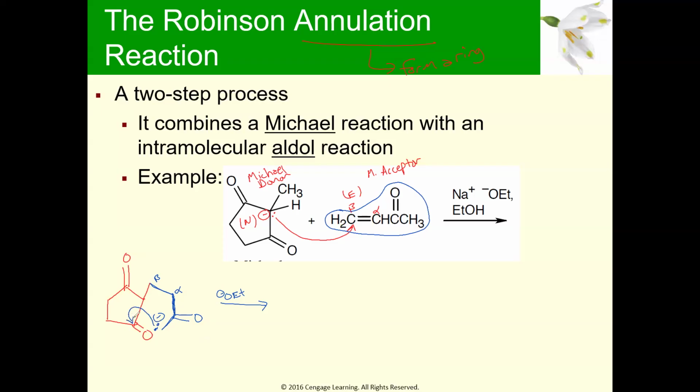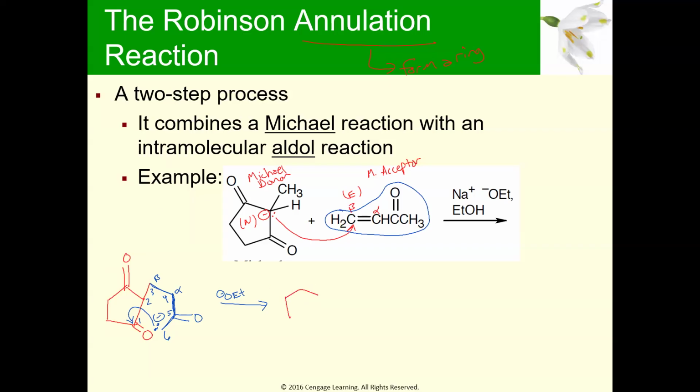Now, this is the annulation part. We're going to form a ring, okay? And this is going to be a 6-membered ring. If you start numbering, that's carbon 1, that's carbon 2, that's carbon 3, that's carbon 4, that's carbon 5, and then that's carbon 6. So it forms a 6-membered ring. So I'm going to go back to red, and we'll draw the 5-membered ring.